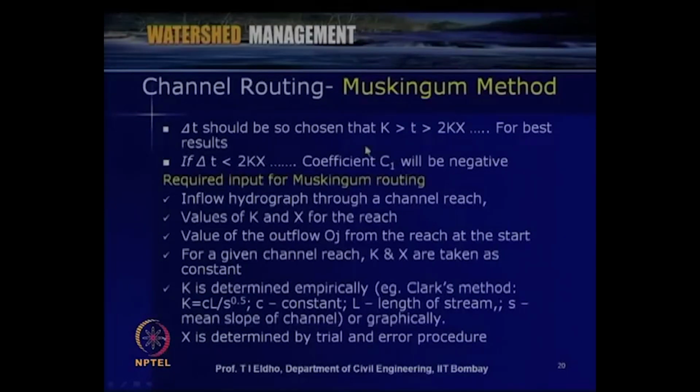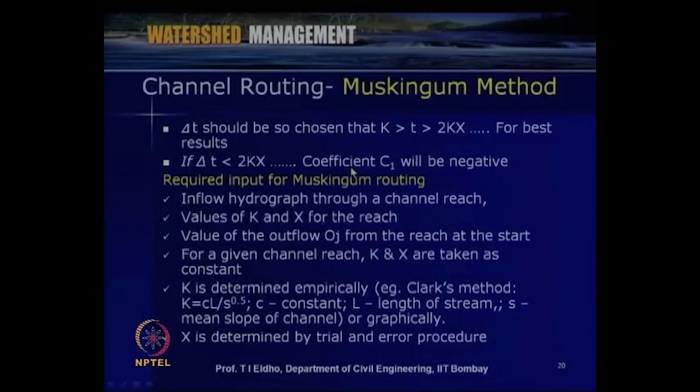When we consider the time step in the Muskingum method, delta T should be chosen in such a way that K should be greater than delta T, which should be greater than 2 K x, for best results. Through various case studies this is shown, and if delta T is less than 2 K x, then coefficient C 1 will become negative. So, there are some restrictions of the methodology.